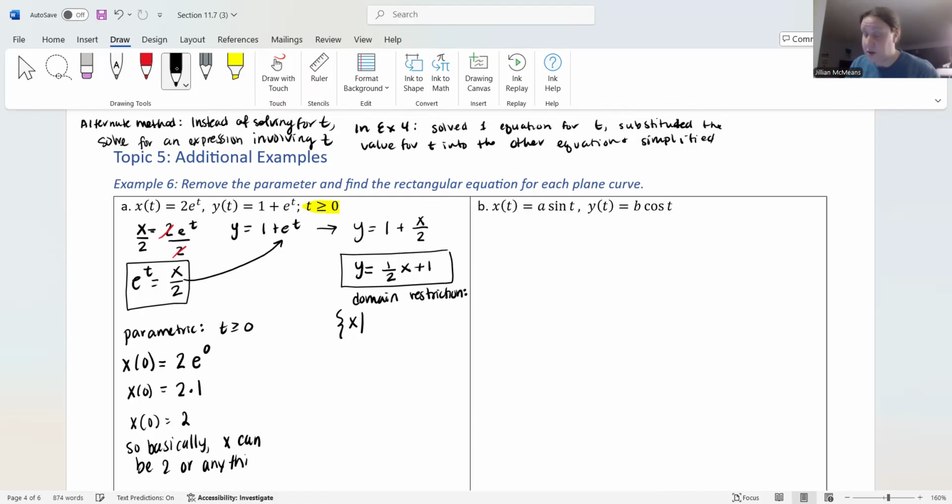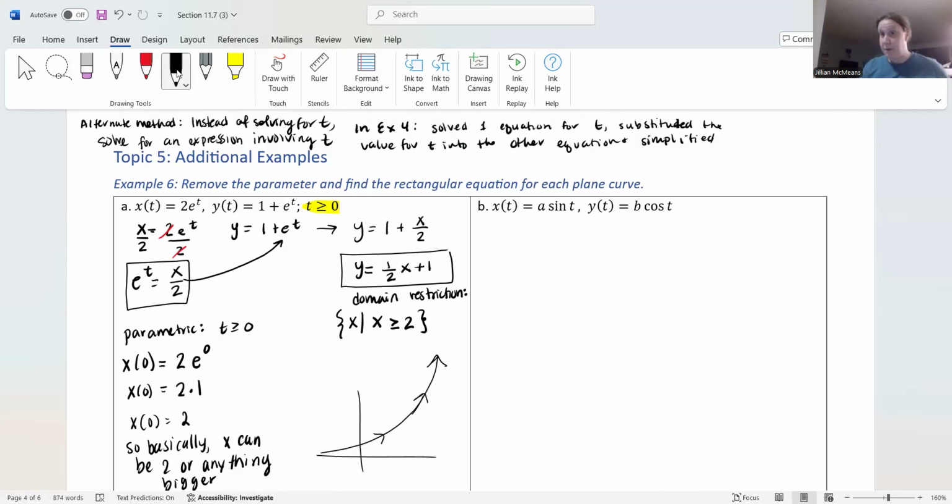And how do I know it can be 2 or anything bigger? Well, I know the basic form of an exponential, like if we look at just e to the t power, we're going to be looking at something like this. So when t equals 0, x equals 2. As t gets bigger, everything else is going to get bigger, so the direction we're going is up like this. So as t gets bigger, x gets bigger. So x can be anything as long as x is greater than or equal to 2. That would be our restriction on x.